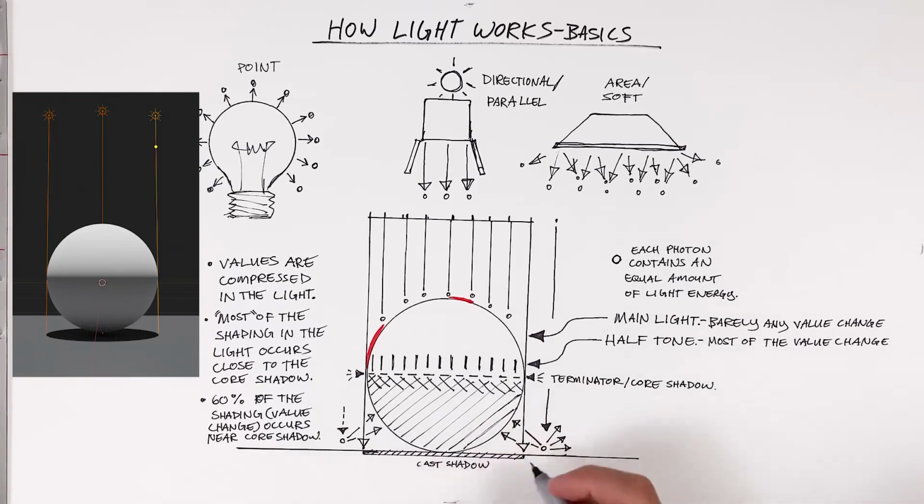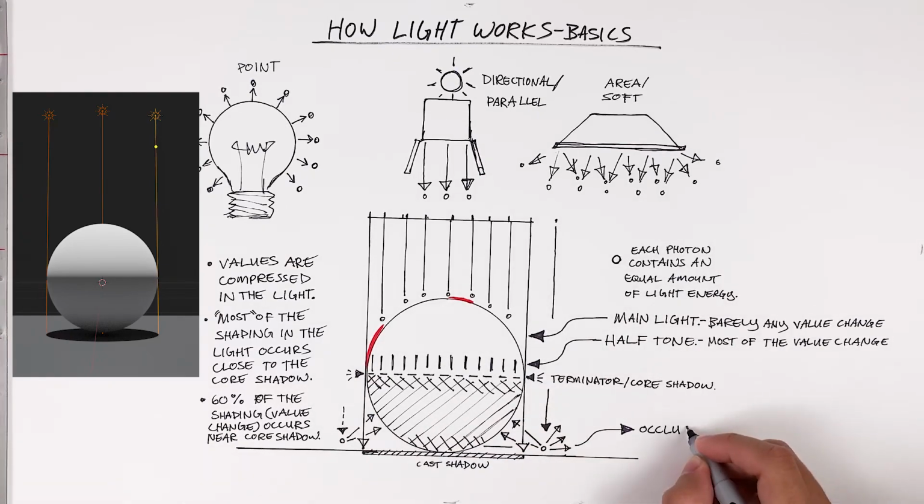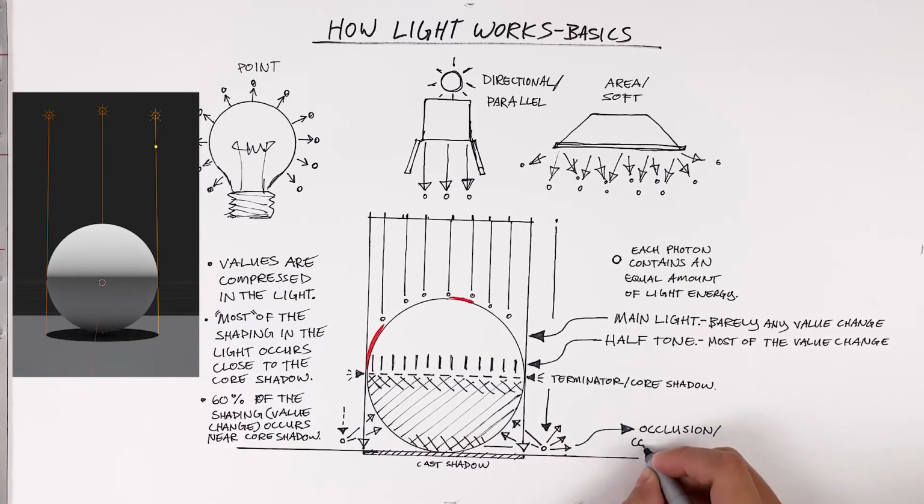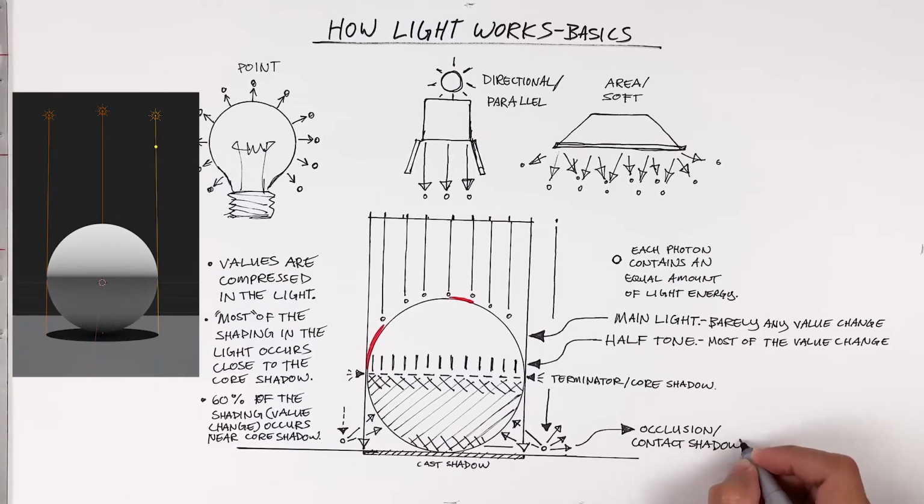There is another area where the shadow darkens, and that is down here where the ball touches the table. This is the occlusion shadow. So let me just imply it here with more cross-hatching. So this is the occlusion, or contact shadow. Occlusion is the fancy word.